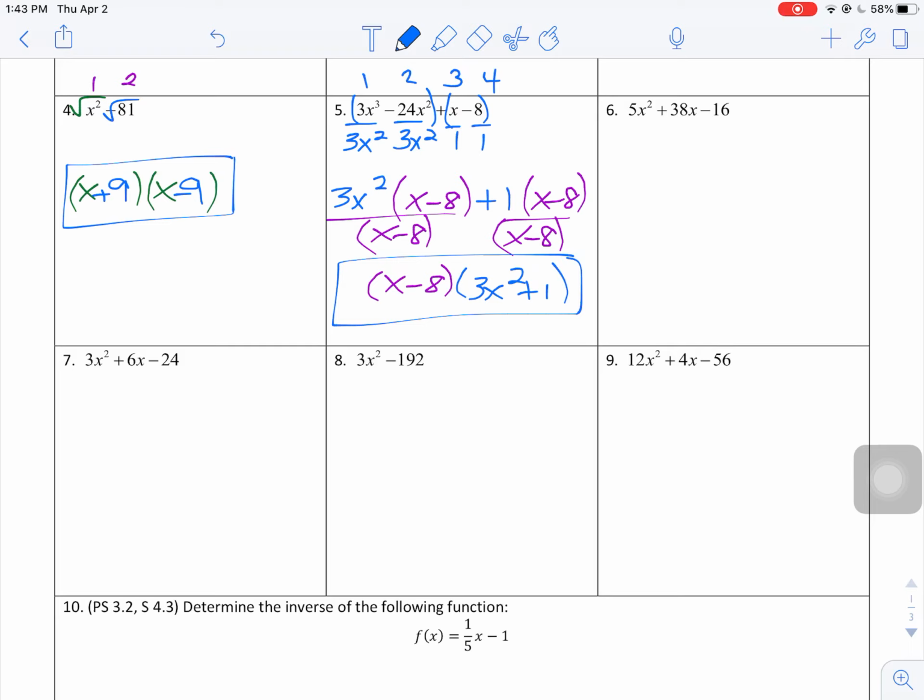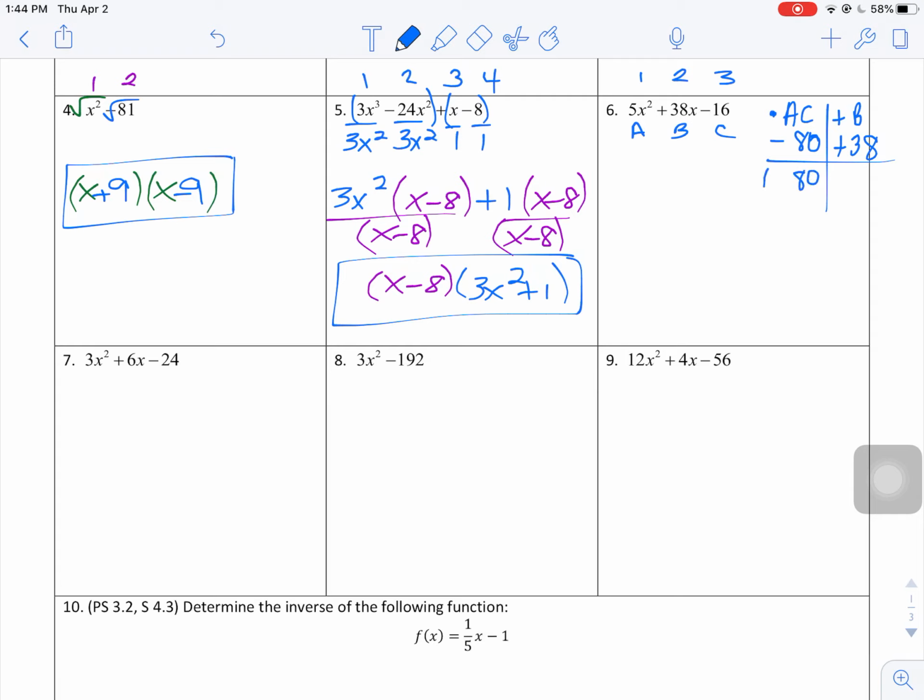On 6, is there a GCF other than 1? No. Well, how many terms are there? 1, 2, 3, so it's a trinomial. Ooh, and the a value is not 1. So this is going to be advanced factoring. So we want to look for two numbers that multiply to whatever a times c is, and then those same two numbers should add up to the b value. So 5 times negative 16 is negative 80, and then the b value is 38. So I want to multiply to negative 80, and I want to add to 38.